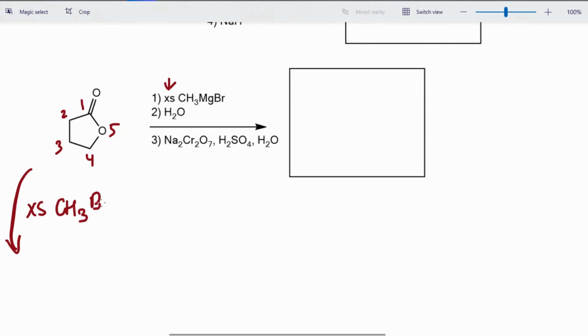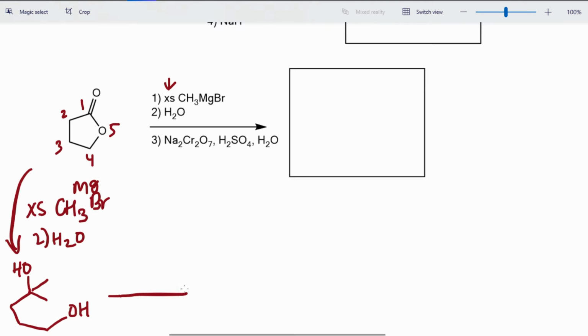CH3MgBr, followed by a second step with water, H2O. And from here, you get out, if you wanted to draw it without opening it up, that's understandable as well. So this hydroxyl corresponds to the ketone. So we have 1, 2, 3, 4, and 5. So we opened it up.